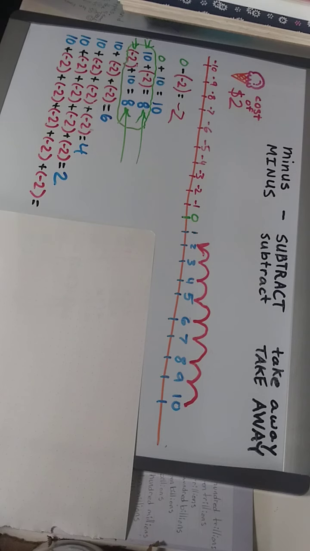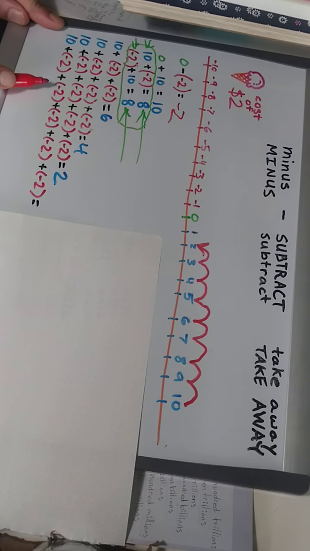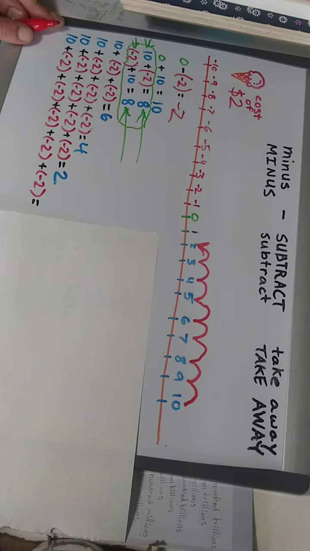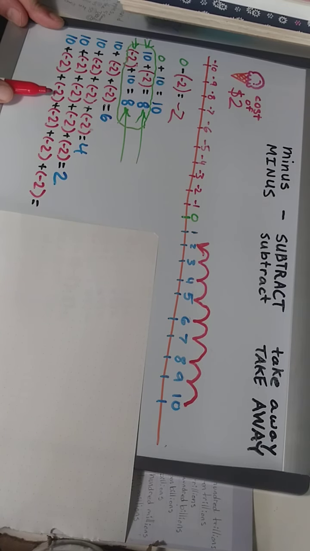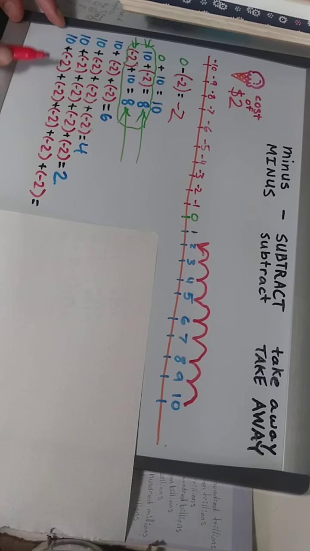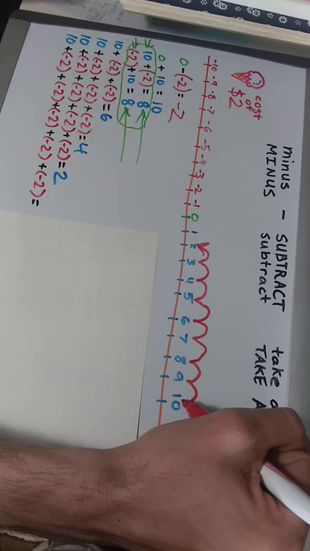So I did this last equation to say 10 minus 2 minus 2 minus 2 minus 2. I mean 10 plus negative 2 plus negative 2 plus negative 2 plus negative 2 plus negative 2. So that's how many ice creams? 1, 2, 3, 4, 5 ice creams. So 10 plus negative 2, 5 times, so we want 5 ice creams.